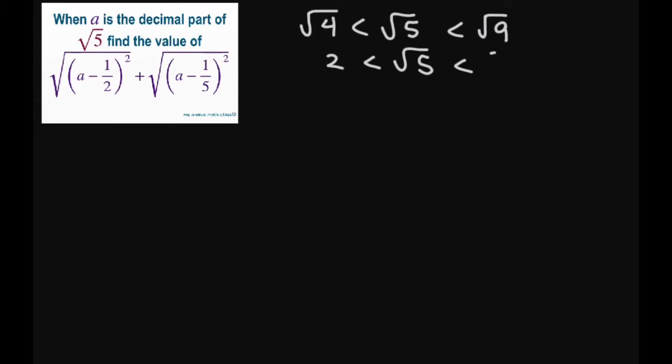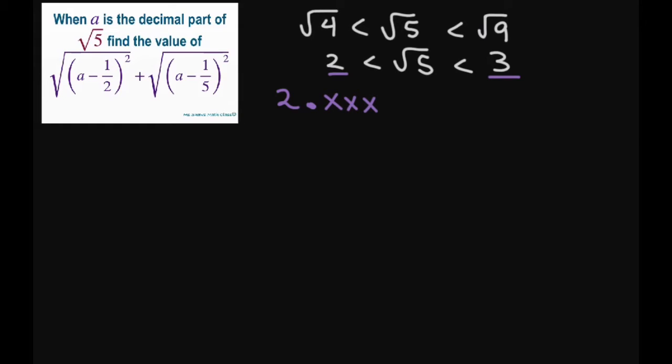We know that square root of 5 is in between square root of 4 and square root of 9, right? So it's in between 2 and 3. And if you put this in the calculator, you don't even have to, because we just know that it's going to be 2 point something, right? Because it's in between 2 and 3.